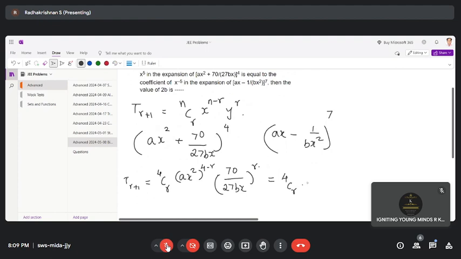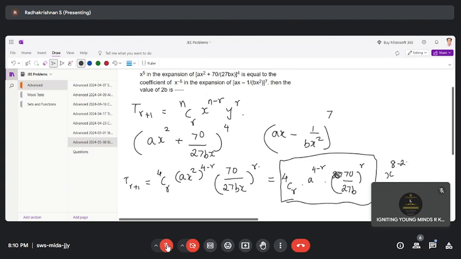Then for the next equation we solve the same way. Okay, we'll come to that. We do this first. We have to separate the terms involving x and the terms not involving x. If you do that, it becomes easy. Leave a^(4-r) aside, and 70 over 27b whole power r. These are the terms that do not involve x. Then the terms that involve x: x square power 4 minus r gives x power 8 minus 2r, and x power minus r. Correct?